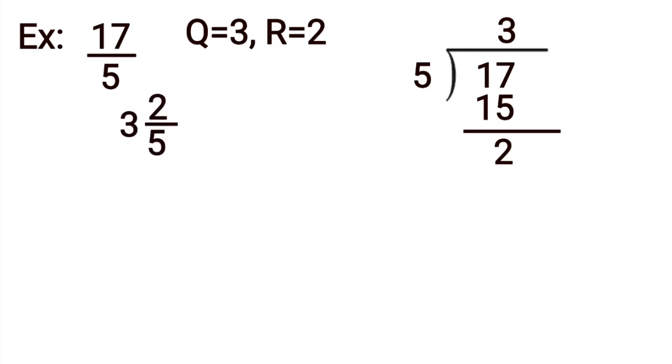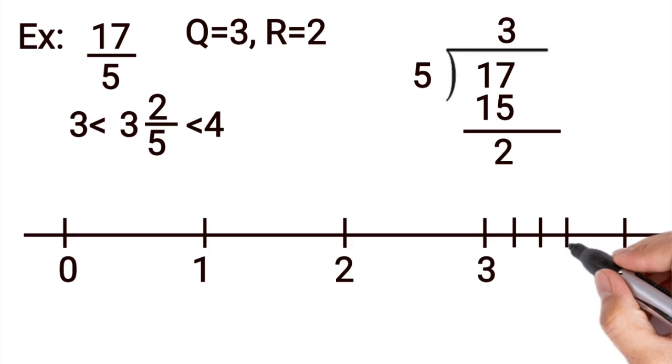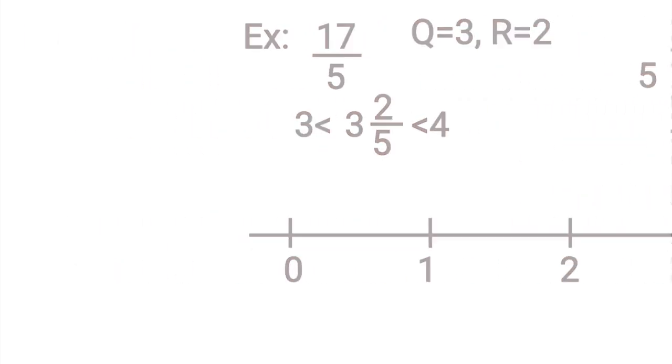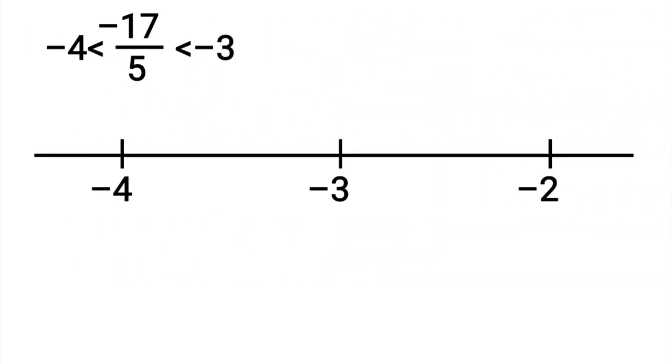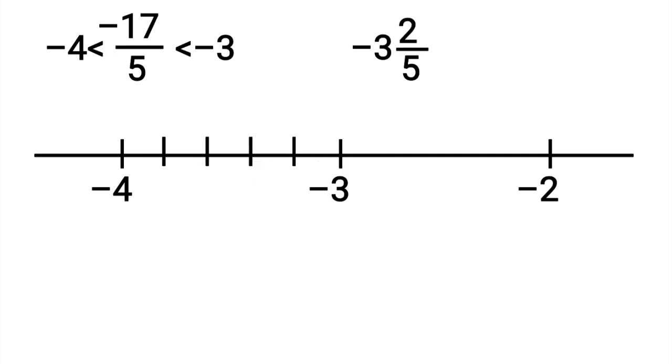The number 17 by 5 lies between 3 and 4. Now divide it into 5 equal parts. Then take 2 parts from 3 and mark 17 by 5. Suppose if it is -17 by 5, it lies between -3 and -4. Divide it into 5 equal parts and mark -17 by 5, 2 parts away from -3.